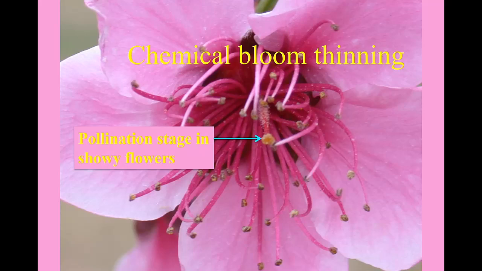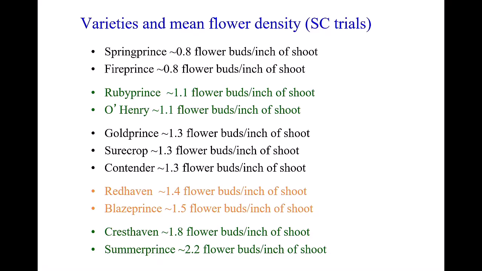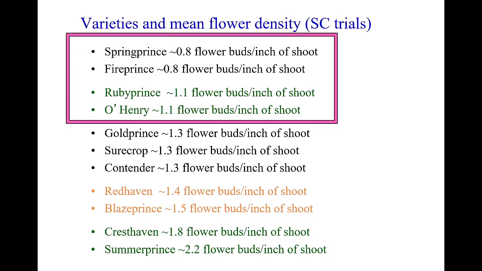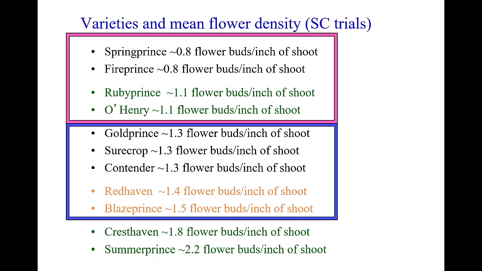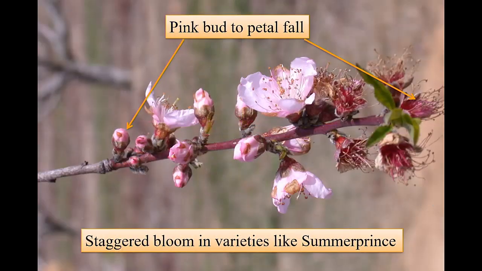Okay, chemical bloom thinning. This is when you have the flowers out. This is data from a number of varieties we looked at. And first of all, you've got to know your variety. Some varieties have low flower bud density. Others have, I guess, your normal. And then some have very high. Summer Prince is one that has very high flower bud density, so you have to consider that if you're doing bloom thinning work.